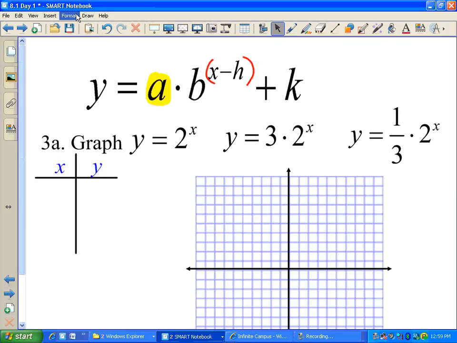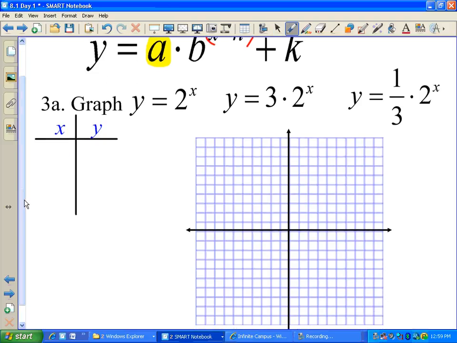Next page. What else can the A do? We had that the A can flip positive or negative. It can reflect it below the x-axis. What else can happen to the A? Again, my graph here starts the same way. I start with y equals 2 to the x. That graph doesn't change. 0, 1, 2 gives me 1, 2, and 4 as my y's. That is the same graph.